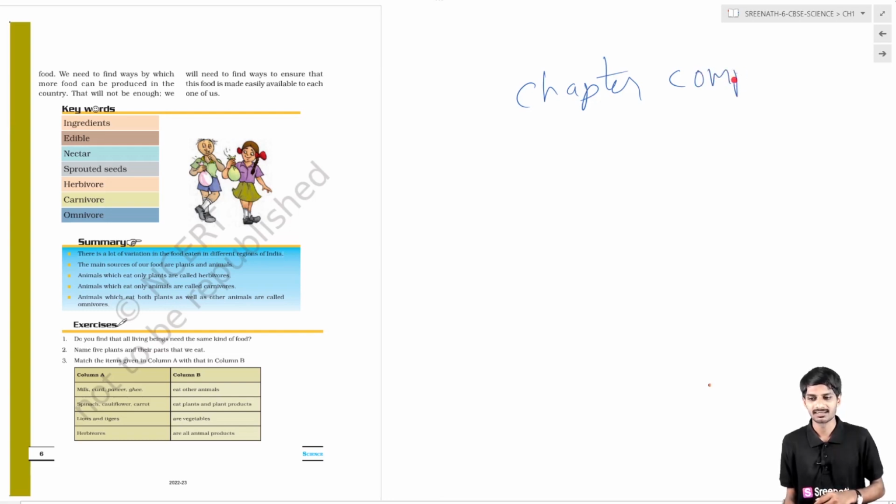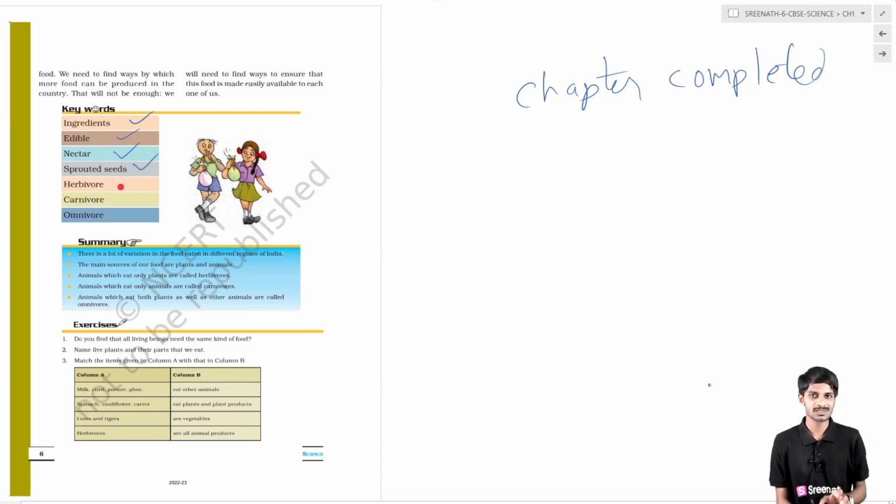Chapter completed. There are a few keywords. Ingredients: the food materials used to prepare food are called ingredients. Edible parts are eatable parts. Nectar: sweet juices from flowers. Sprouted seeds are the seeds we get after the sprouting process. Herbivores eat only plants. Carnivores eat only animals. Omnivores eat both plants and animals.